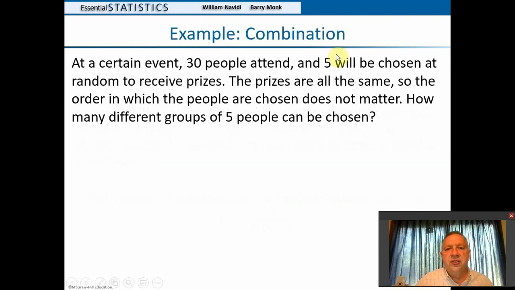So at a certain event, 30 people attend. 5 will be chosen at random to receive prizes. The prizes are all the same, so the order in which the people are chosen does not matter. How many different groups of 5 people can be chosen? So this is how many different prize lists can we come up with?